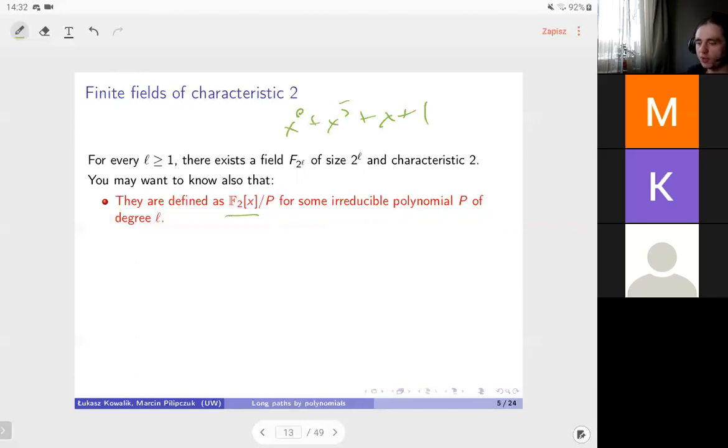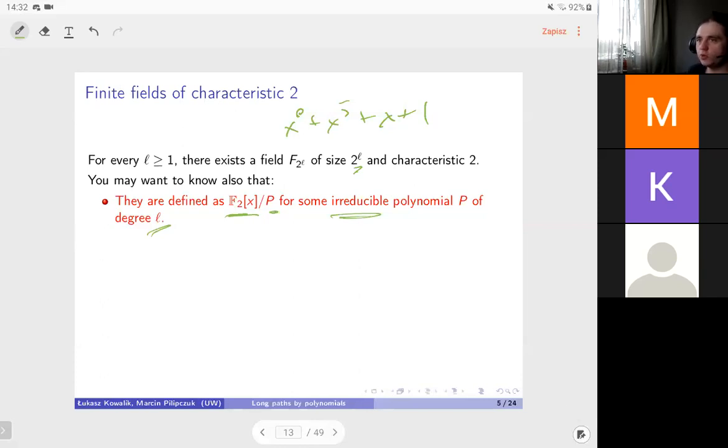So these are some polynomials, and then you take a quotient of this ring of polynomials, because this is a ring, you can multiply things but you cannot divide things there. And what you do is you take the modulo some fixed polynomial of degree L, where L is the exponent of the size bound, and you're taking all the polynomials modulo this polynomial. And this polynomial needs to be irreducible. You cannot turn it into the product of two smaller polynomials. So this is how you make it.